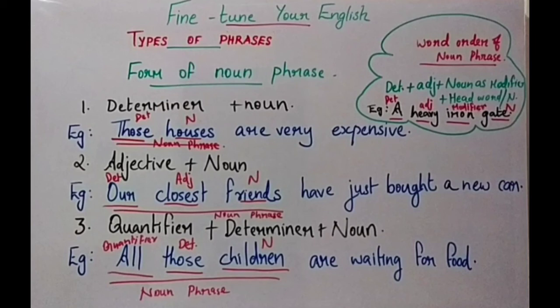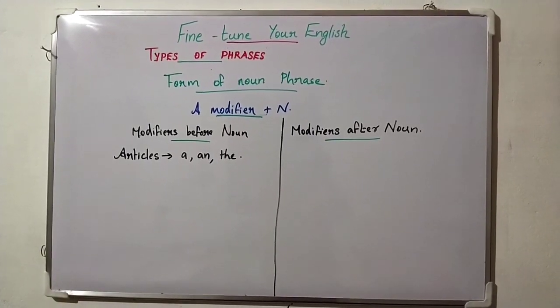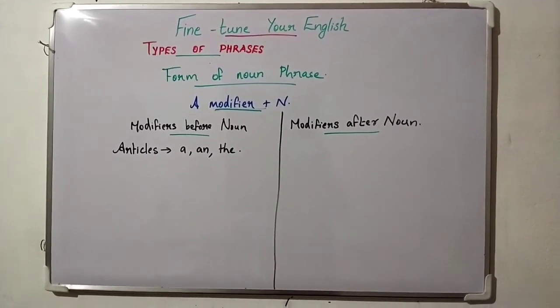Then comes the main noun. For example, you can see here, a heavy iron gate. Here, a is a determiner and heavy is an adjective. Then iron is a modifier. Then gate is the main noun. In short, the form of a noun phrase is a modifier plus noun.